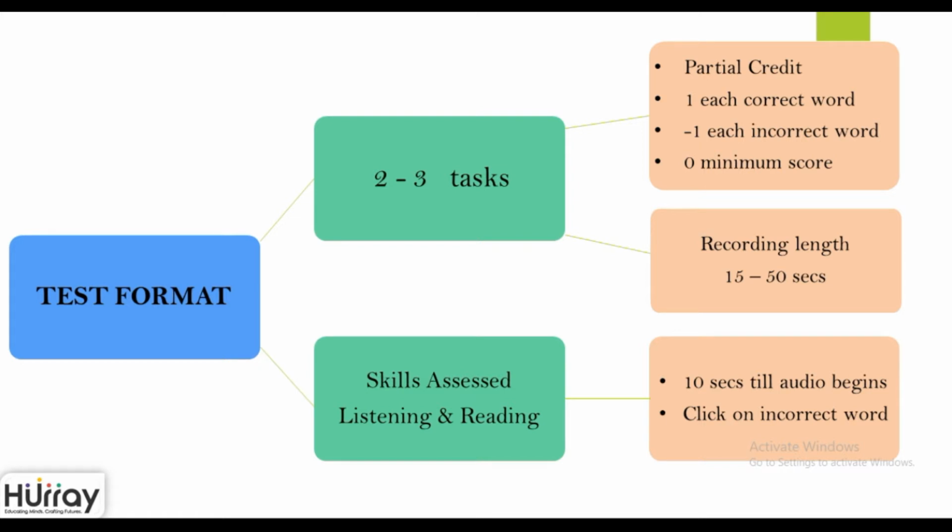The test format for this is as follows. You will be given 2 to 3 tasks. These tasks are scored as partially credited. You will be given 1 mark for each correct word, -1 for each incorrect word. The minimum score is 0. The recording length that you will hear lasts between 15 to 50 seconds.